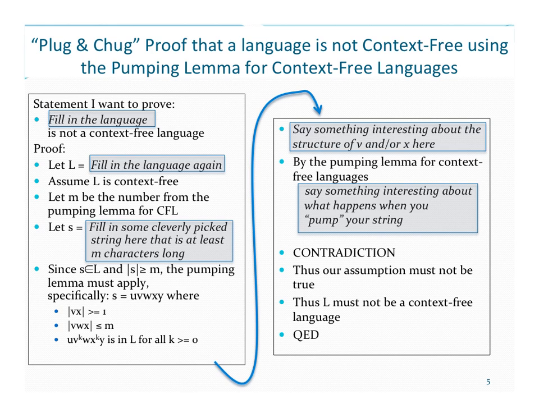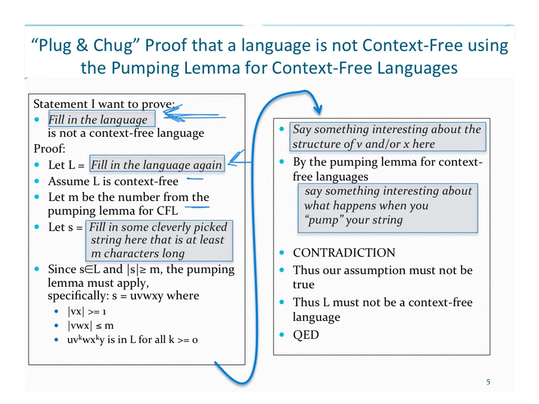So, statement I want to prove, and then you fill in whatever the language is that you want to prove, right? And then you write proof. Let L equal, just write the language again. Assume L is context free. We're going to do a proof by contradiction. So we start by assuming L is context free. We come up with a contradiction at the end, which means that our assumption must be false, right? Assume L is context free.